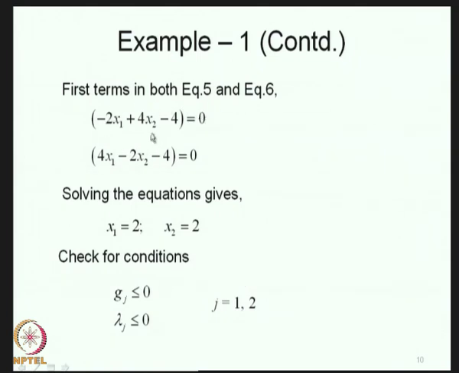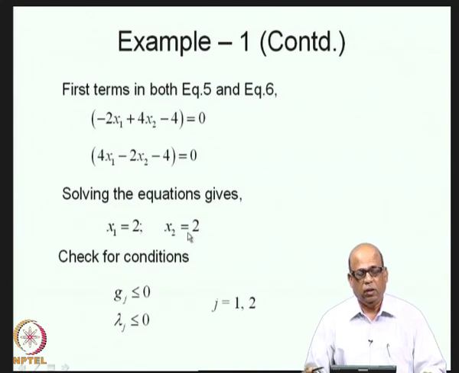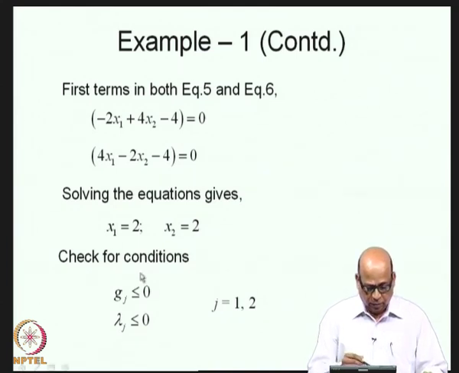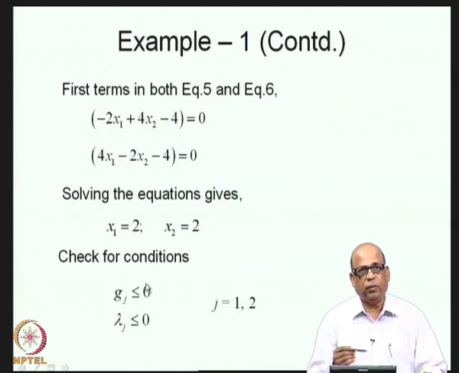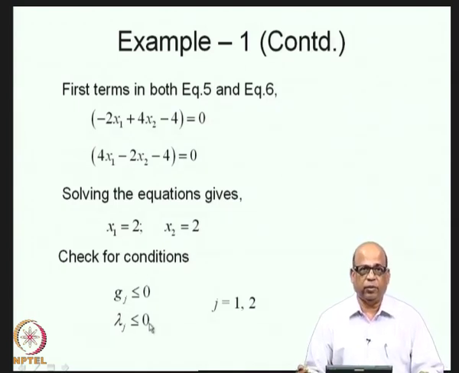So, for the first terms in both the equations, that is 5 and 6, I take minus 2 x 1 plus 4 x 2 minus 4 is equal to 0, 4 x 1 minus 2 x 2 minus 4 is equal to 0. We obtain the solutions x 1 is equal to 2 and x 2 is equal to 2. Using these, we now examine whether the other 2 conditions are satisfied, namely g j of x is less than or equal to 0, which are the original constraints, and lambda j less than or equal to 0, which is the requirement of the KT conditions.